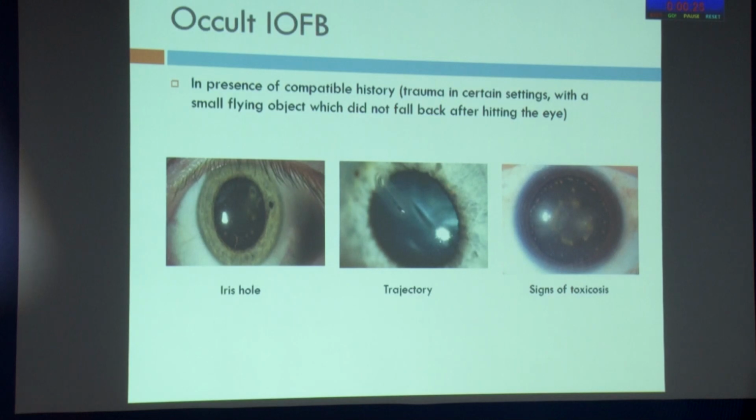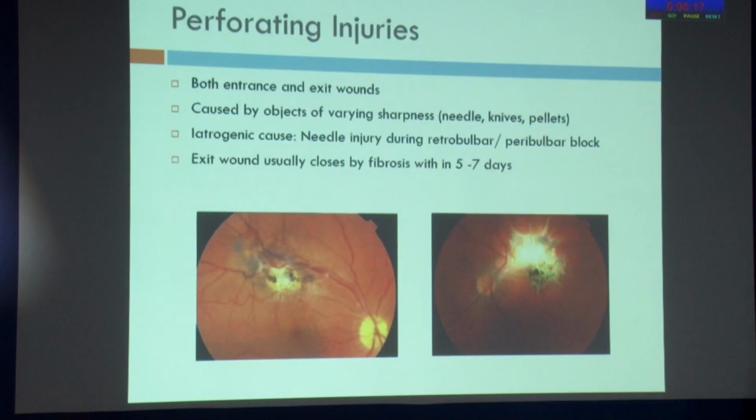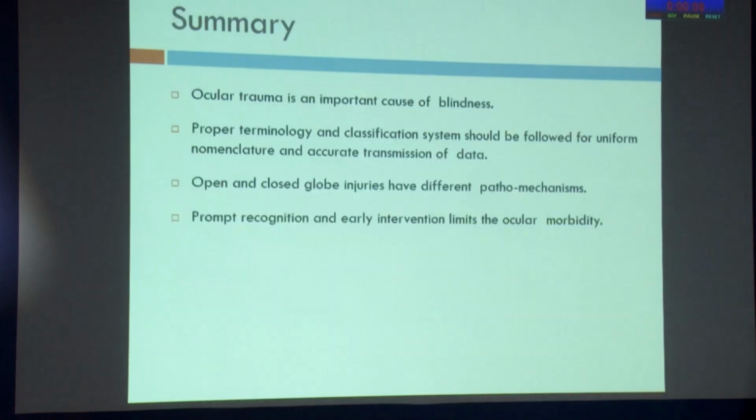These could be iris holes. There could be signs of toxicity like siderosis. You can actually see brownish discoloration of the lens, of the cornea, etc. So lastly, as we already discussed, perforating injuries are when there is both an entrance and an exit wound, and the exit wound usually closes by fibrosis within 5 to 7 days.